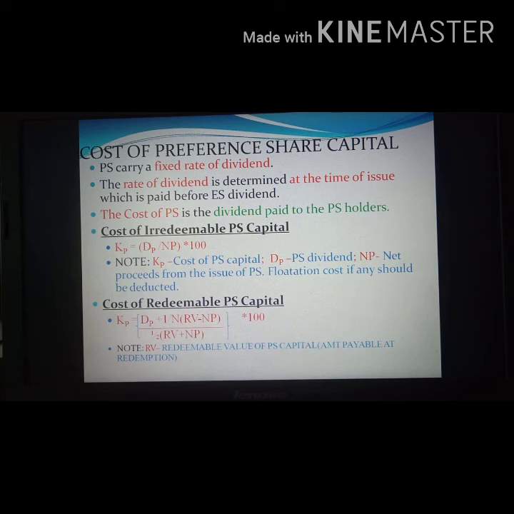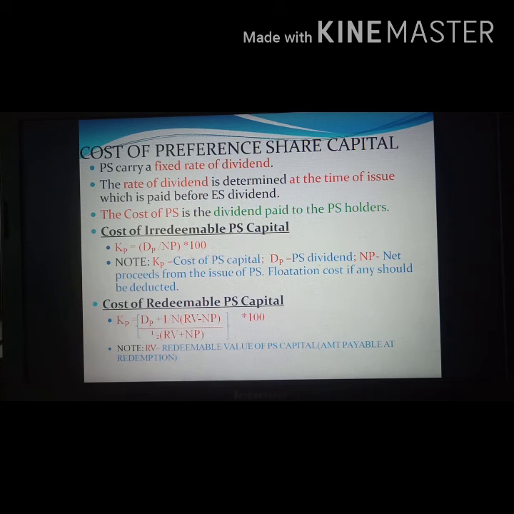We have two formulas, so please have a close look at the formulas. Irredeemable preference share means a maturity period will not be given, so the principal amount cannot be redeemed. While in redeemable preference share, a maturity period will be given, and after that maturity period the principal amount can be redeemed. So see both formulas.